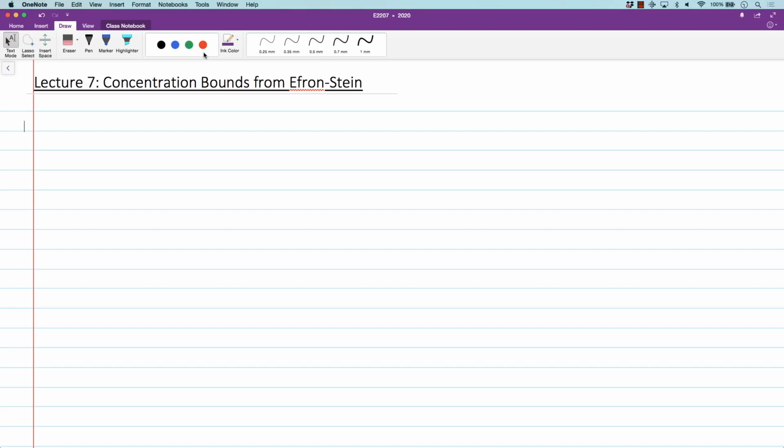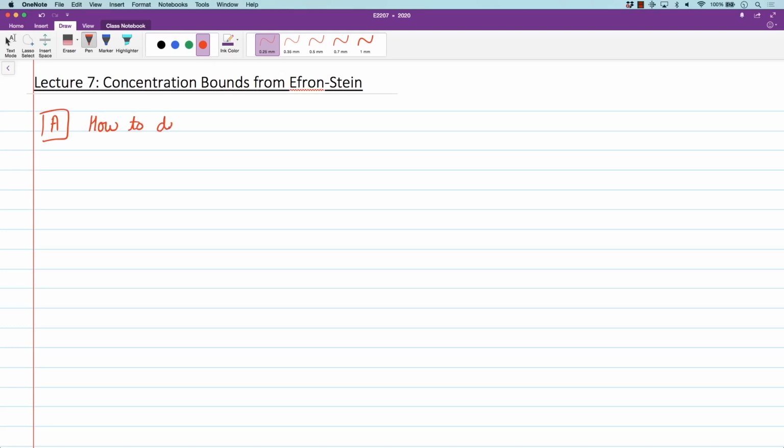And today, in this lecture, we will use Efron-Stein for a similar tensorization argument, but this time towards deriving concentration bounds for random variables. So we have already seen several concentration bounds, and before I proceed with what I want to say for the Efron-Stein inequality, let me quickly review the general recipe for deriving concentration bounds, which we have been following till now.